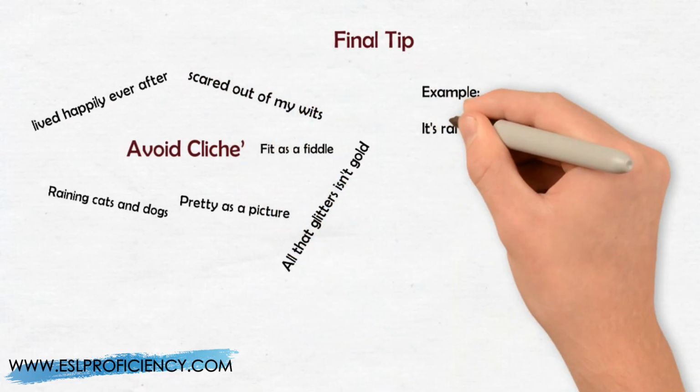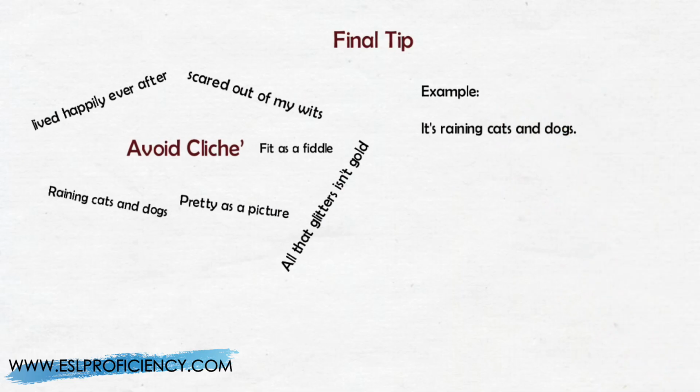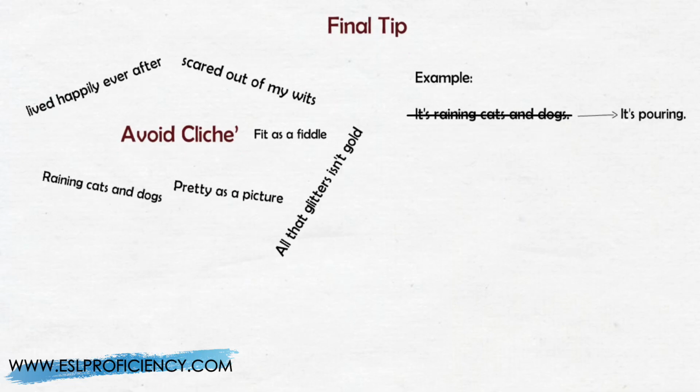For example, instead of saying, "It's raining cats and dogs," use, "It's raining heavily," or "It's pouring." This way, you make your writing concise and clear.